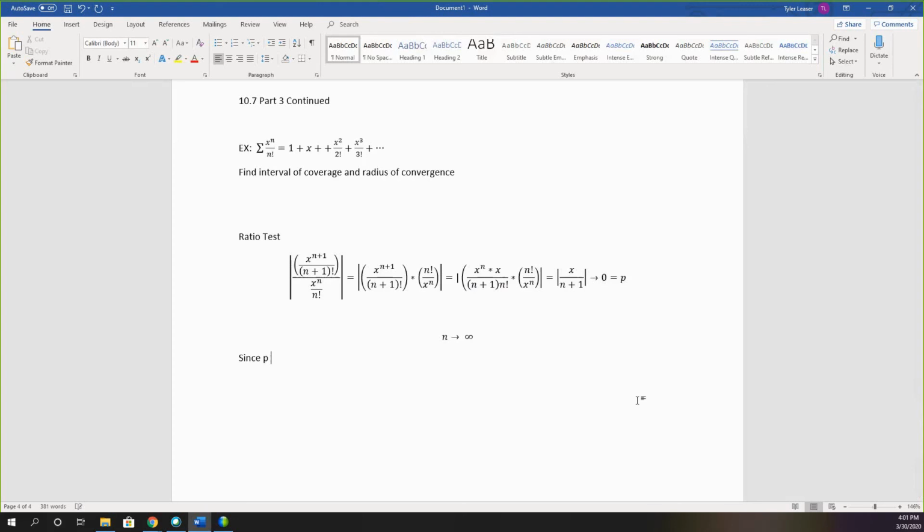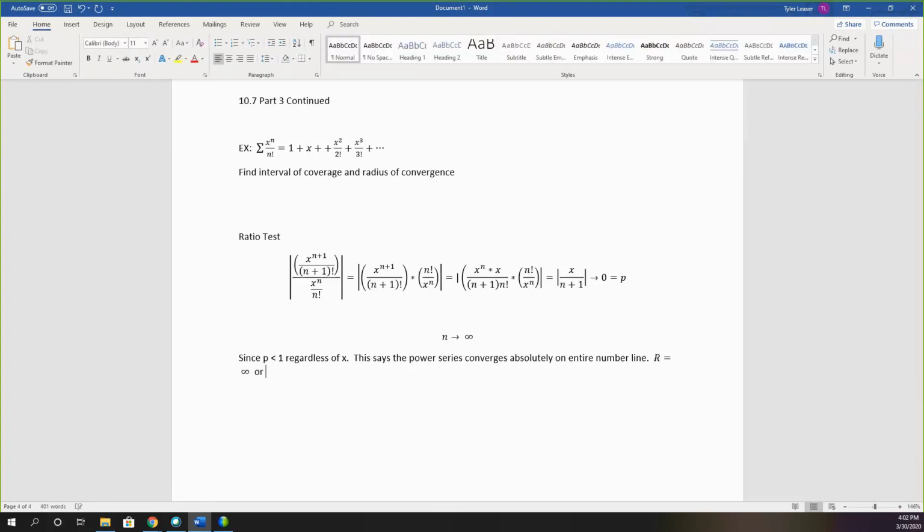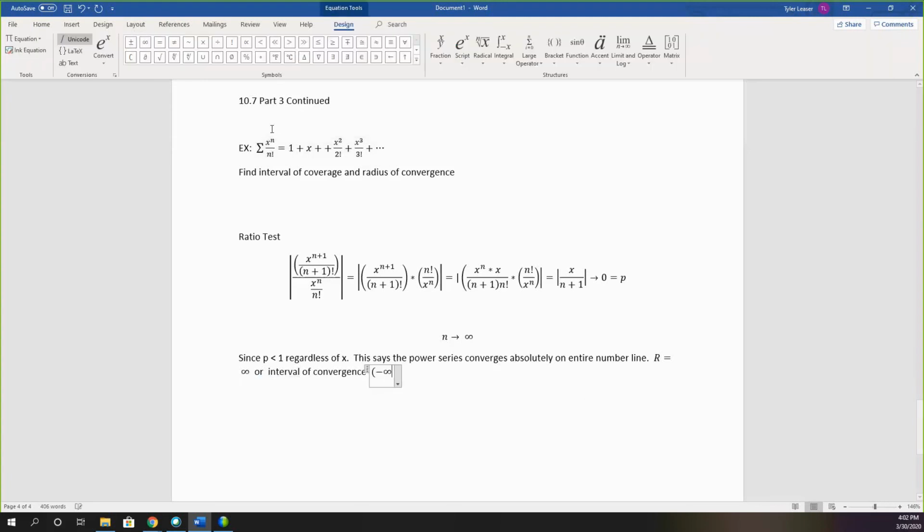So since p is less than 1, regardless of x, this says the power series that we started with up here converges absolutely on the entire number line. Another way of thinking about that is that the R value is infinity. So the radius of convergence is infinity, or you can think of it as the interval of convergence being the entire number line, from negative infinity to positive infinity.